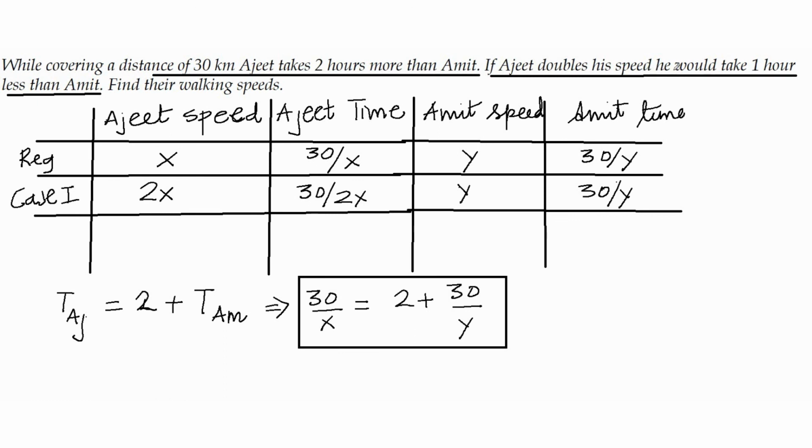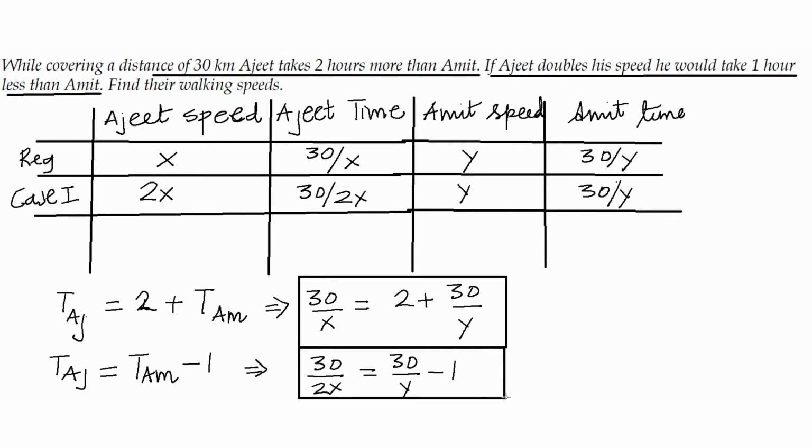And now it's given that if Ajit doubles his speed, he would take 1 hour less than Amit. So Ajit will take 1 hour less than Amit. Which means time taken by Ajit, 30 upon 2x, will be 30 upon y minus 1, right? So these are the two equations that I have with me now, and I should be solving them simultaneously. Of course, I know the techniques that are required for solving this, but I would still pause for a minute for you to take a look at this table and correlate it with the question that is given above.